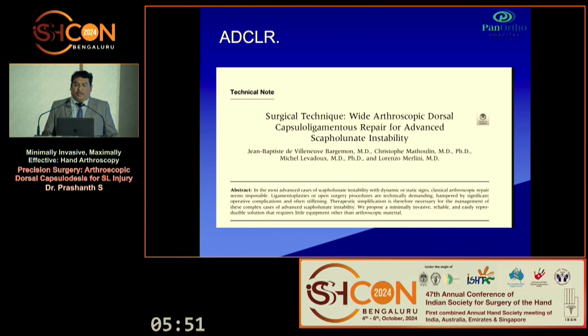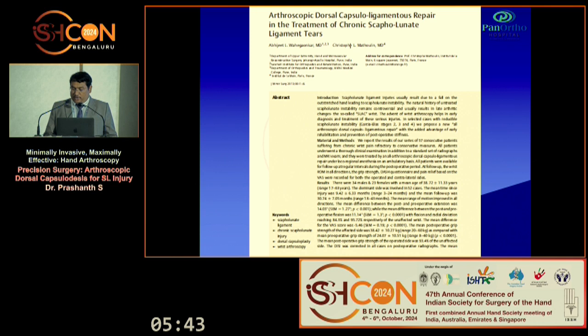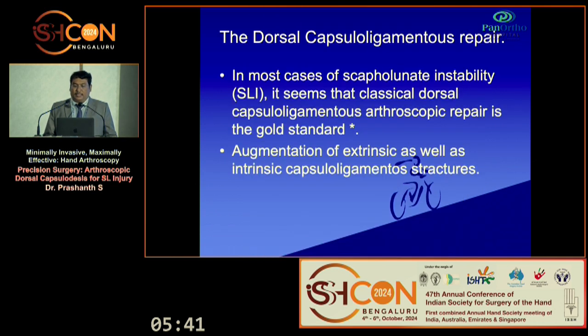So this is a hallmark paper published by Christophe Mathoulin. He is the person who is involved with this technique. And of course, my friend and partner, Abhijeet Vaidya Gaonkar, is also involved in this repair. So most cases of scapholunate injury can be addressed with classical dorsocapsular arthroscopic repair; it is one of the techniques, one of the methods.